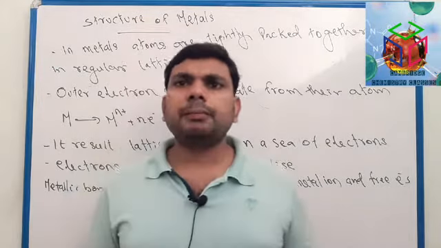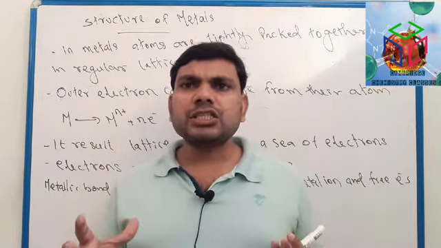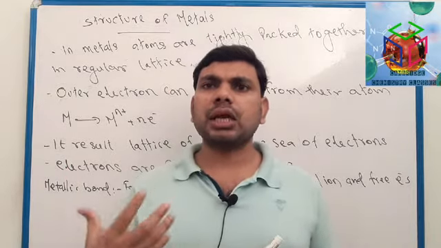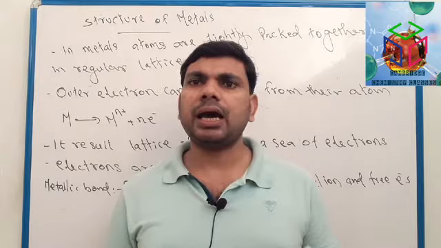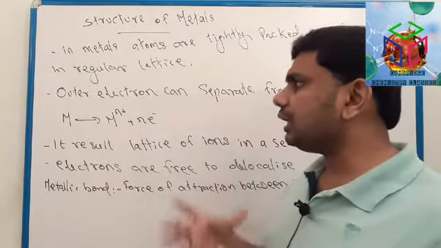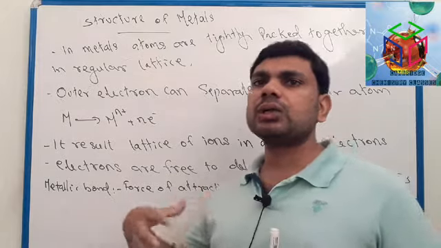In metals, atoms are tightly packed, but their outer shell electrons can separate from the atom easily. So atoms are tightly packed but the outer shell electrons can move.